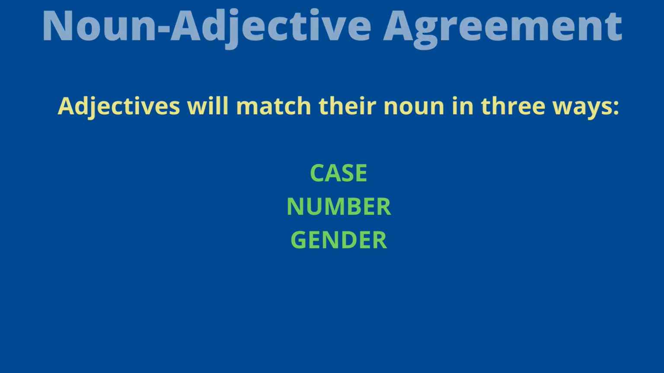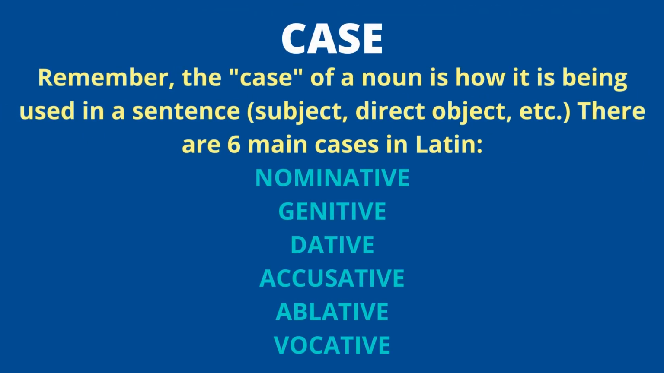Okay? So the first one we mentioned is case. And you want to remember the case of a noun is how it's being used in a sentence. And we've talked about this before. You can take a look at one of my previous videos and you'll see it. But it's either a subject, a direct object, maybe you're showing possession. How is it being used? The cases in Latin, the 6 main ones, are nominative, genitive, dative, accusative, ablative, and vocative.